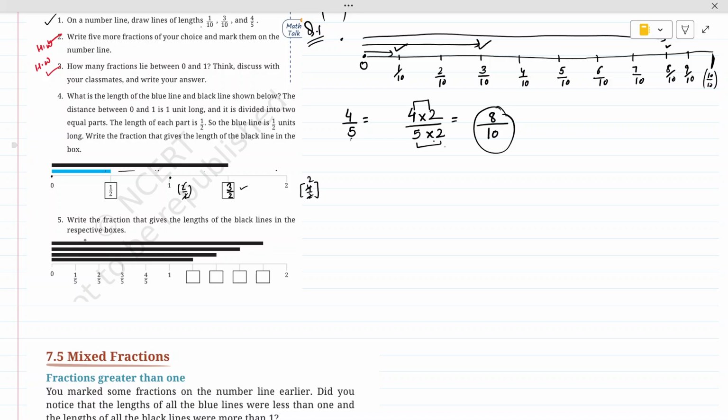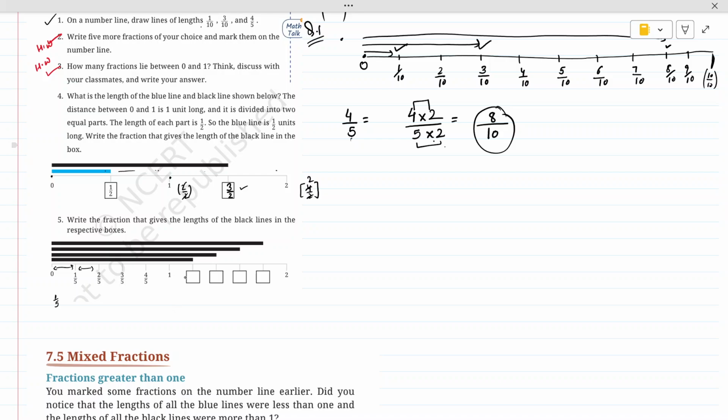Next one is also very easy, kids. This should be a homework for you, but again I am doing this right away. Write the fraction that give the length of the black lines in the respective boxes. So if you see here, we have the length given from 0 to 2, and we have the markings done here such that the distance from 0 of the first marking is 1 by 5, second is 2 by 5, and so on. So that means every marking is at 1 by 5 distance from each other. That means that distance between these two is 1 by 5, 1 by 5, and so on.